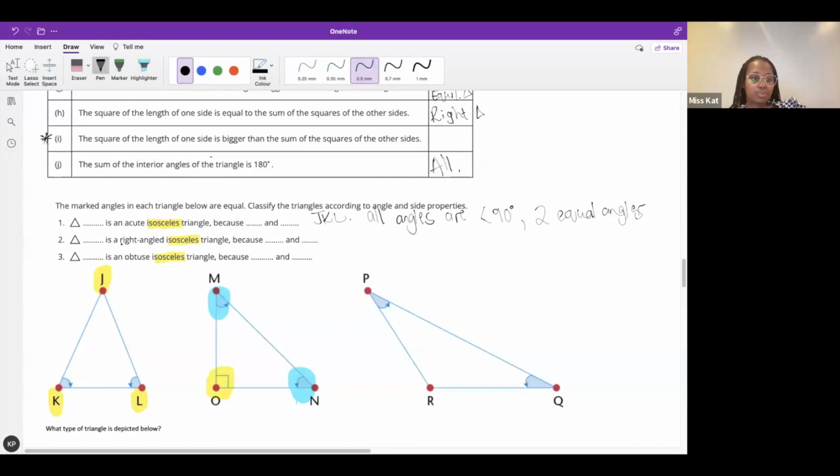Nice. So then MNO or MON is a right angled isosceles because we have two equal angles and we have a 90-degree angle. Okay, now the last one. Is this an obtuse isosceles?